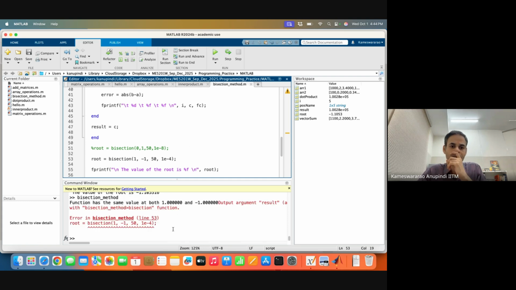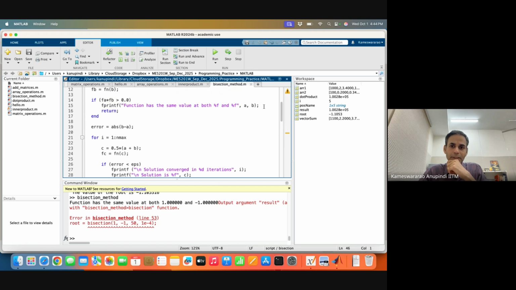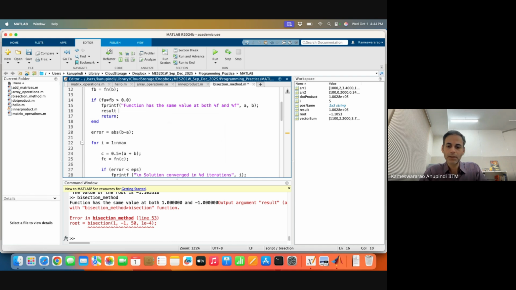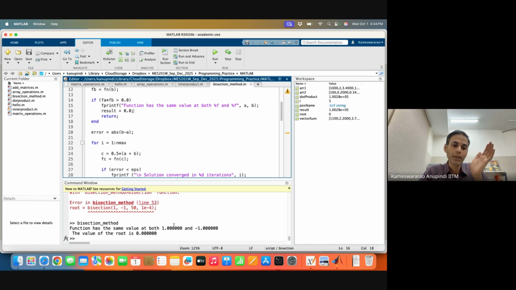It says the function has the same value at both 1 and minus 1. Output argument result. That means it has the same function value, so it cannot proceed. It returned, but it is giving an error because the output argument result was not populated. So I can go back and say, if this is the case, result equals 0.0, and put a semicolon. Save it and then run. Now there is no error, because the function has the same value and the value of the root is 0. But this is not correct.